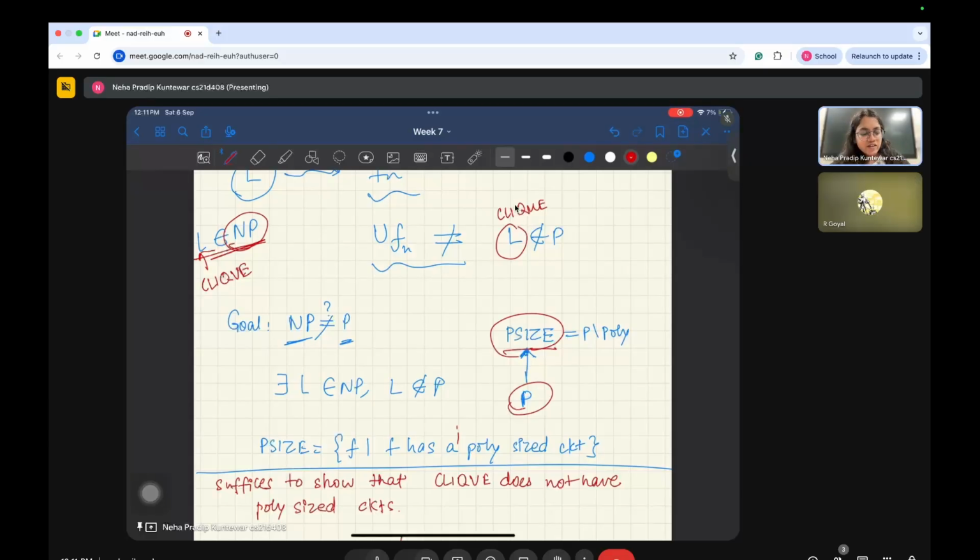So that means we would have demonstrated that clique is in NP, but clique is not in P/poly. In particular, clique is also not in P. That means there is a language in NP but not in P. So that would imply that P is not equal to NP.